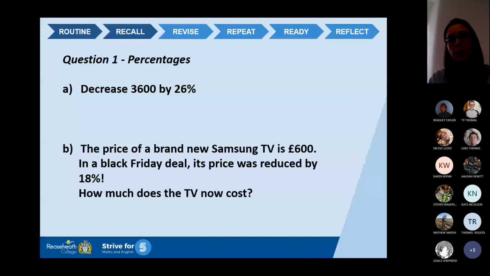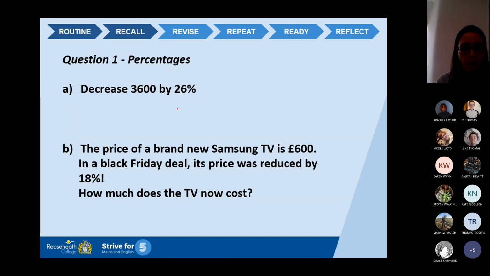Okay, so this first question, both linked to percentages. I realise that they're both percentage decrease questions actually, which I didn't intend when I planned it. I meant to do an increase and a decrease. We've got quite a lot of people who've got that right. So James, Karen, Nicole, Stephen, Grace, Jack, Darcy and Kate have all got that right. And then we've got quite a few people who are nearly there. So let's just have a little quick look.